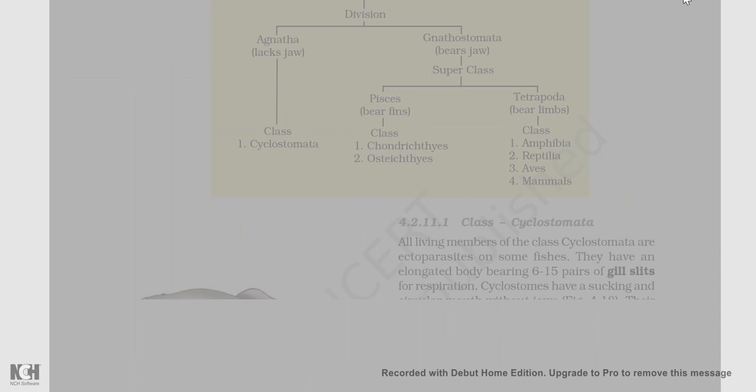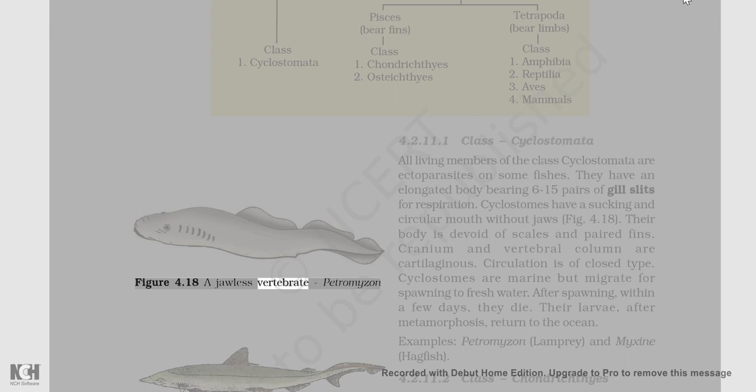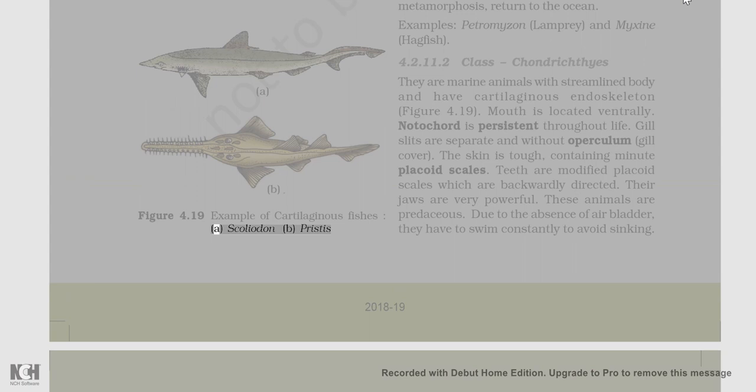Figure 4.18 Ajalis vertebrate, Petromyzon. Figure 4.19 Example of cartilaginous fishes: A. Scoliodon, B. Pristis.